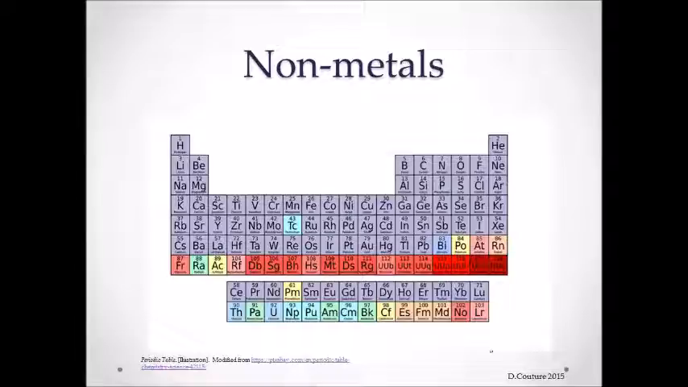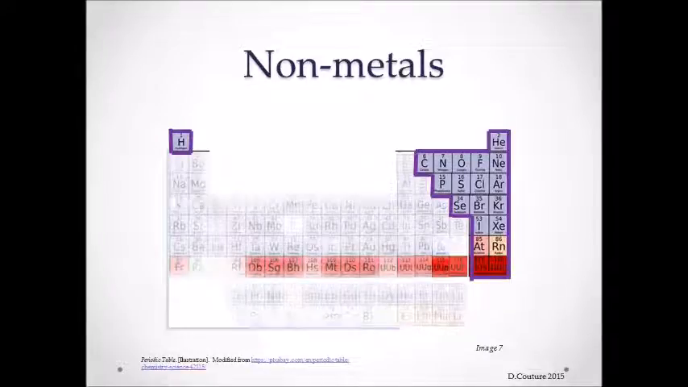We're going to look at the opposite end now. We're going to look at the nonmetals. The nonmetals are located in this section of the periodic table. Please note that hydrogen is considered a nonmetal.